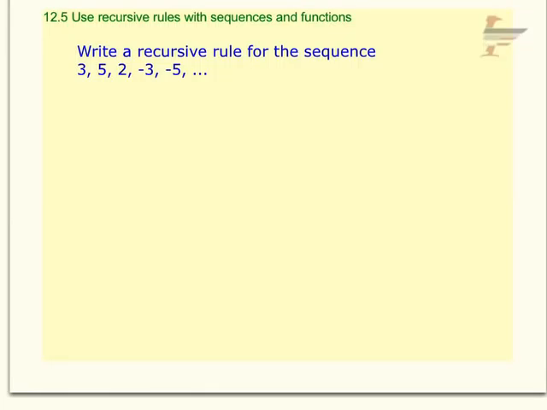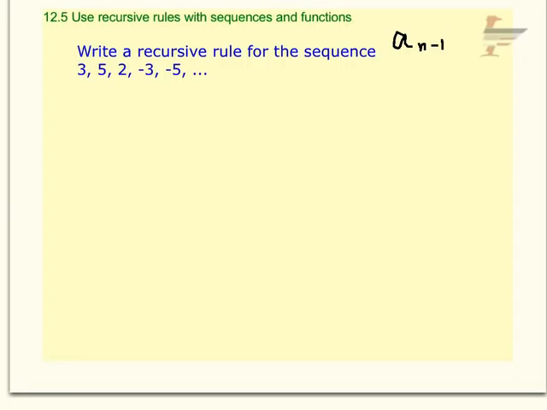This is from section 12.5, which is using recursive rules with sequences. Remind yourself that a recursive rule is always written in terms of the previous term or terms. So an a sub n minus 1 will always be used, and that implies that you go to the previous term.